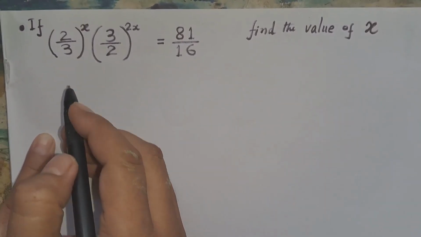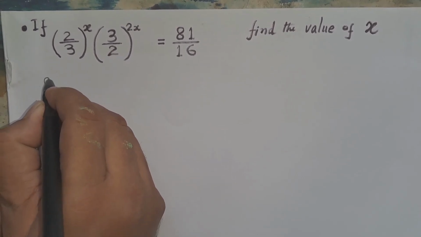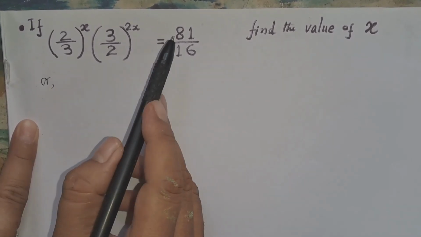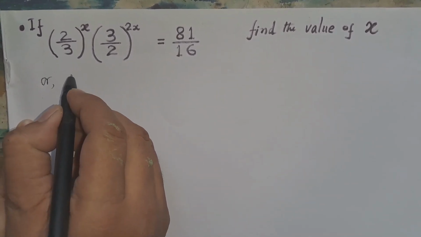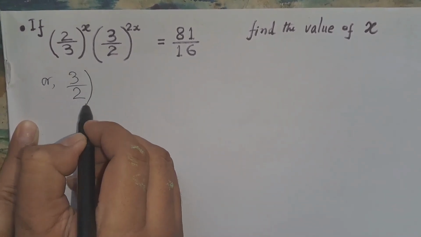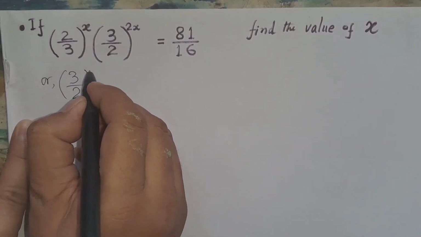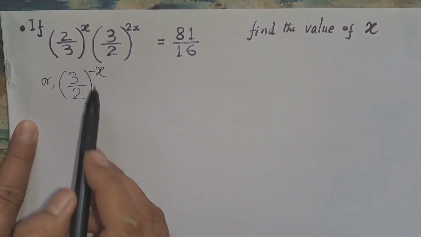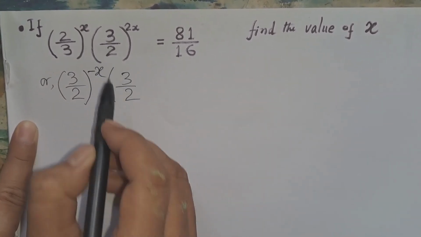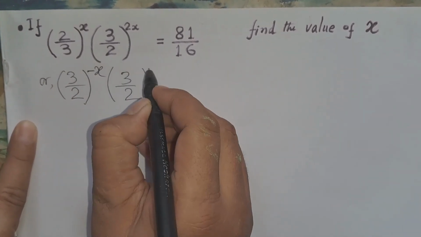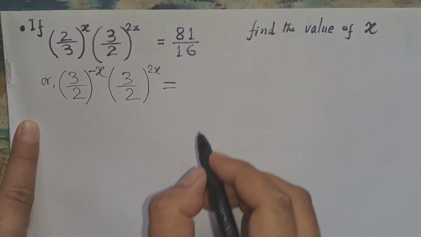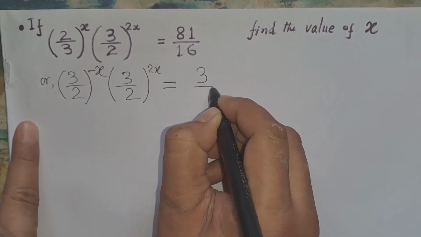Next one, (2 by 3) whole to the power x, (3 by 2) whole to the power 2x equals 81 by 16. Here we also have to find the value of x. 3 by 2 and 2 by 3, and here also 3 by 2. So I will convert the first 2 by 3 into 3 by 2, its reciprocal number, and as I am making it reciprocal, the power will be negative. So 3 by 2 to the power minus x. I am converting 2 by 3 as 3 by 2 by changing the power to negative, and this is also 3 by 2, so I don't have to convert it. 3 by 2 whole to the power 2x. Now 81.